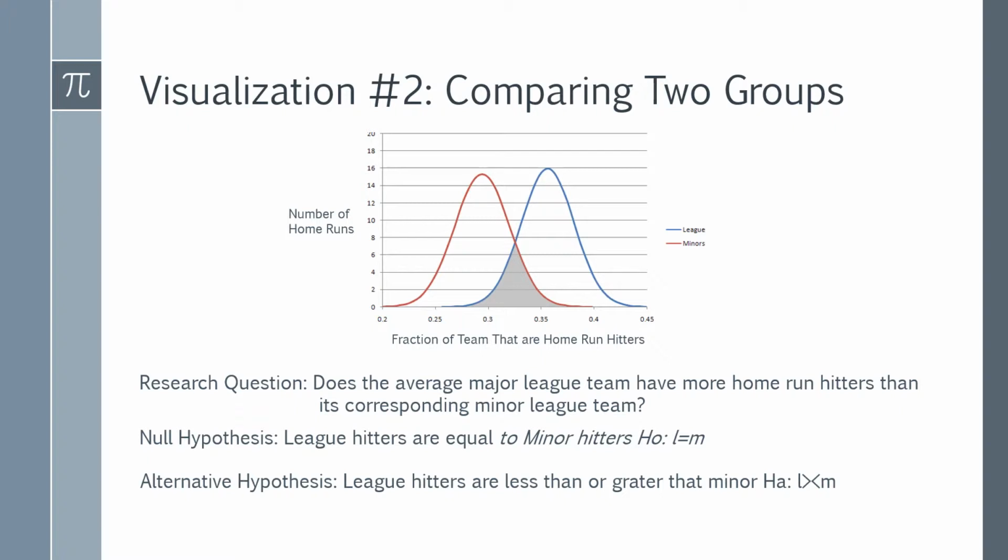Example number 2 is comparing two groups. In this case, the research question is, does the average major league team have more home run hitters than its corresponding minor league team? Our null hypothesis is, major league hitters are equal to minor league hitters, and our alternative hypothesis is major league hitters are less than or greater than minor league hitters.